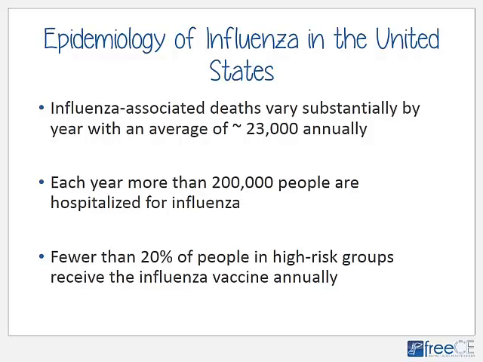In addition to that, influenza-associated deaths really vary substantially by year, and ultimately that's, again, dependent on how well our vaccine is matched up with the circulating strains that year, how many people receive the immunization, and the virulence of the strains that are circulating. But there's an average of about 23,000 deaths annually, which is a pretty big number considering we could probably prevent some of those if we really vaccinated as many people as we could.